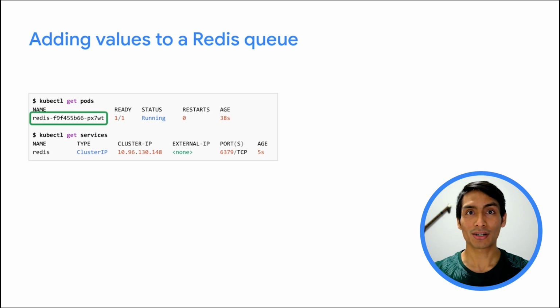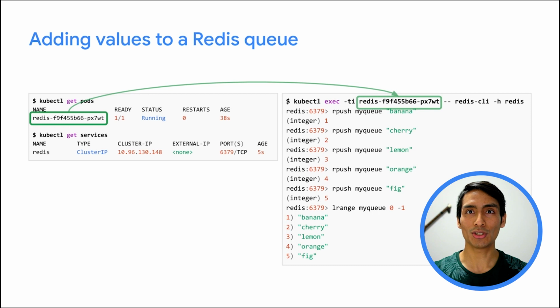And then we can obtain a shell to this pod using kubectl to manually insert some elements into a queue that we are calling myQueue. We are using fruit names to represent work items. In a real-world scenario, the work items might be populated by another job or application.